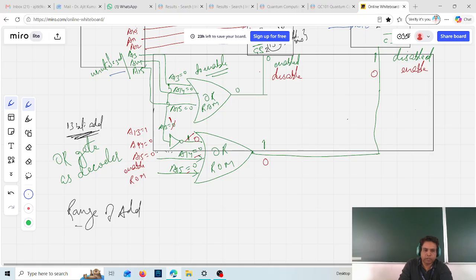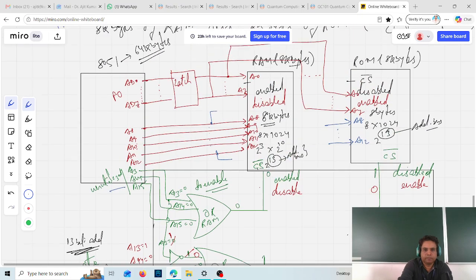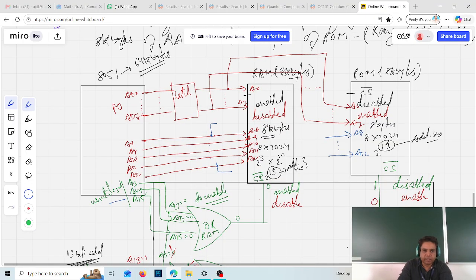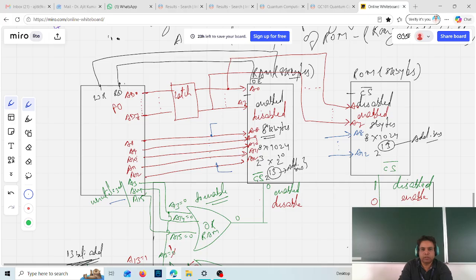One more thing, a key connection I missed here. If you recall, I said that there is the RD pin, and then we have the WR pin. So this RD pin will be connected, because RD and WR are supposed to be connected with RAM. So I'll connect this RD pin with the OE pin of RAM, and this WR pin of your microcontroller with the write enable pin of RAM.